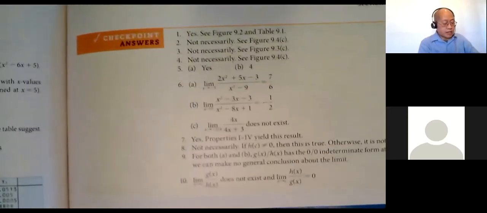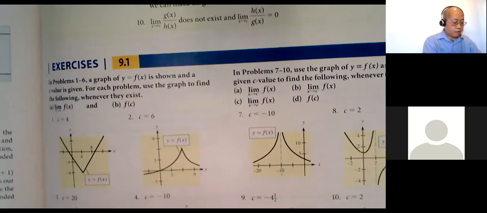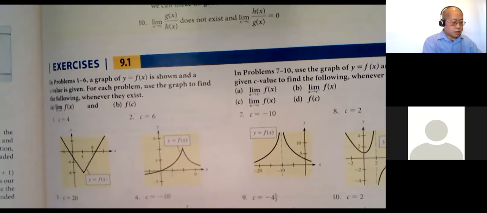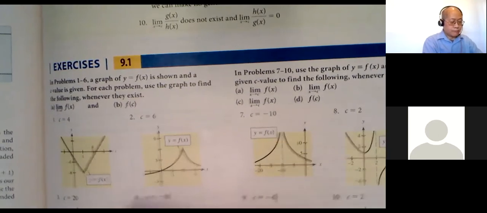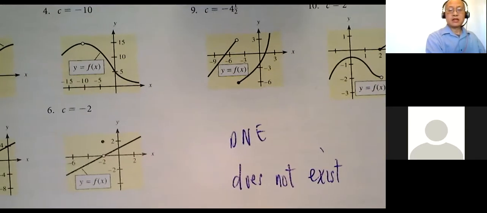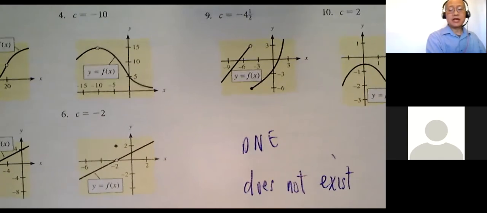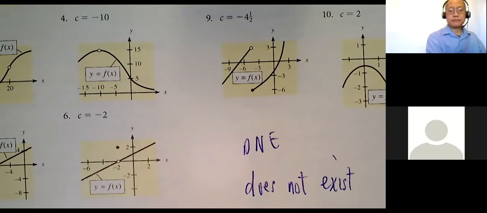Our abbreviation that we'll use quite a bit is DNE for does not exist. DNE, does not exist. So the answer to 4B is DNE, does not exist.